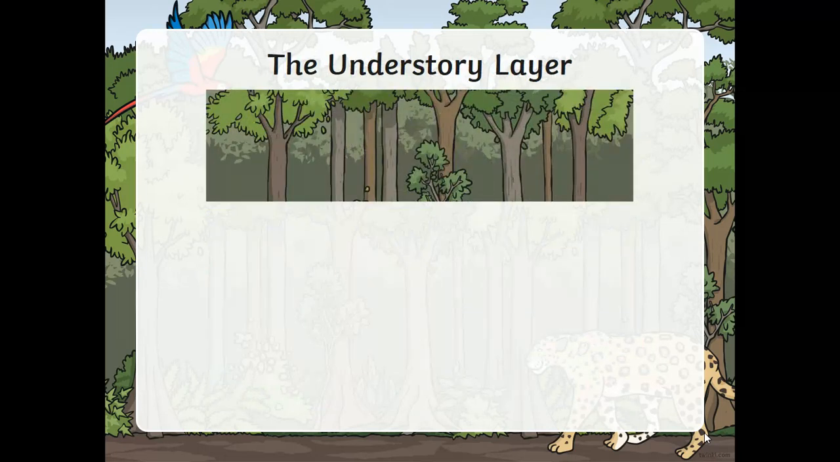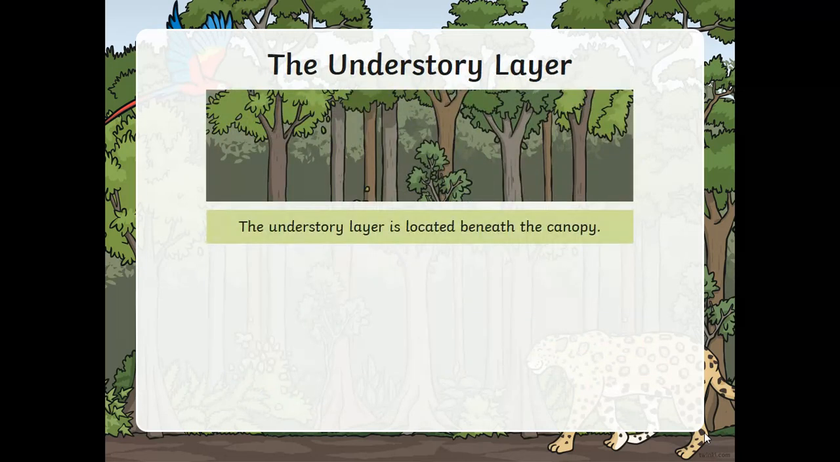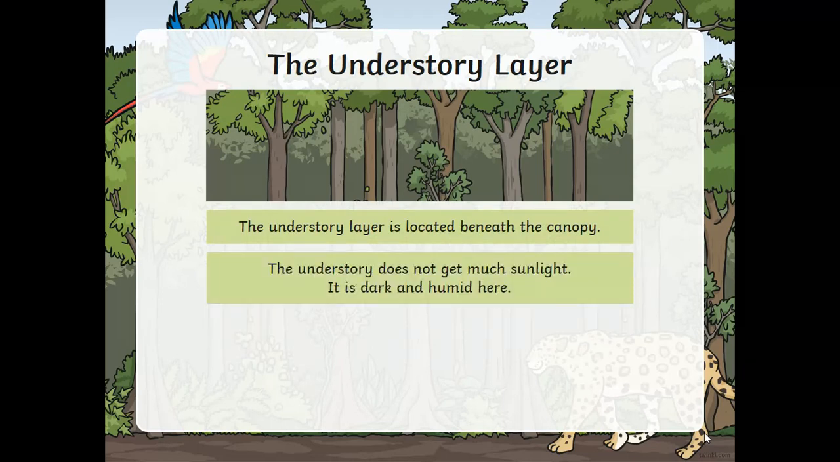Right, the understory layer. The understory layer is located beneath the canopy, so you can see we're starting to work our way down the forest, hence the 4 layers. The understory does not get much sunlight. It's dark and humid there.